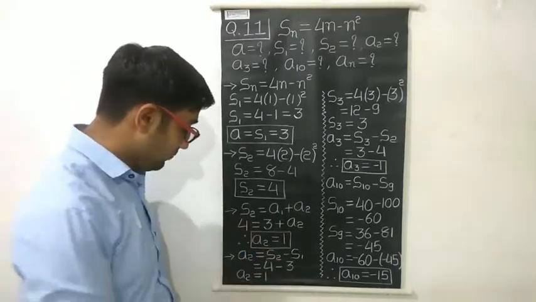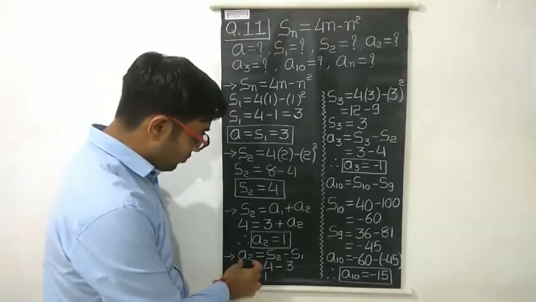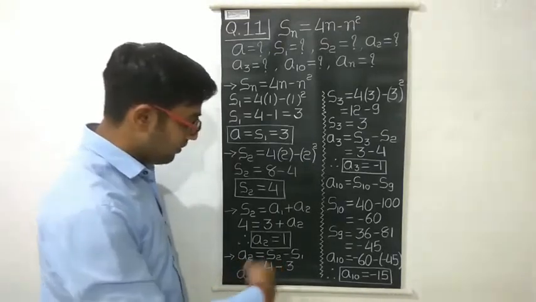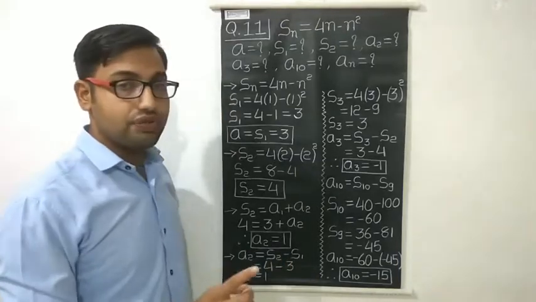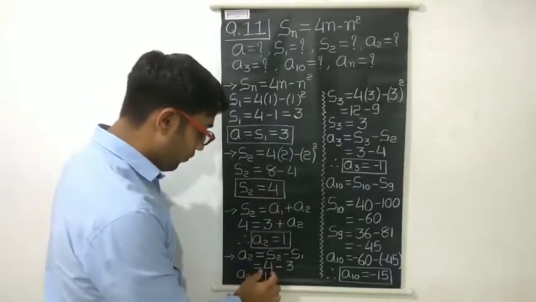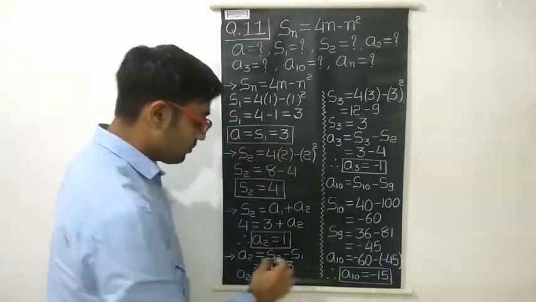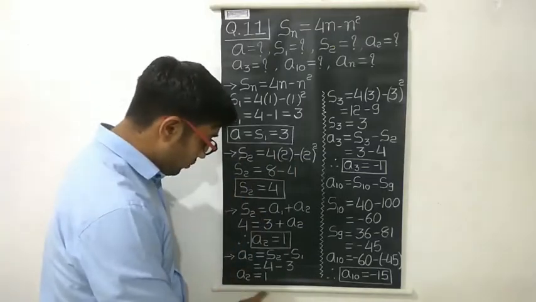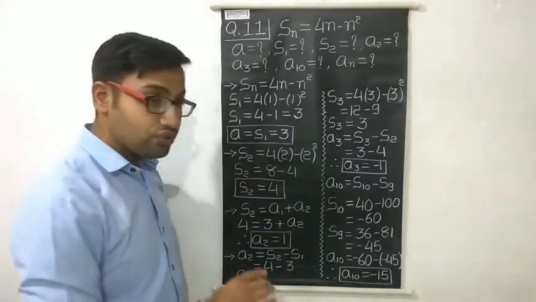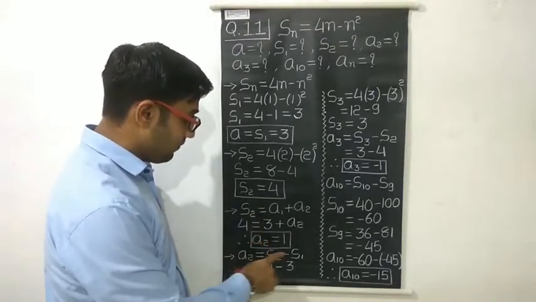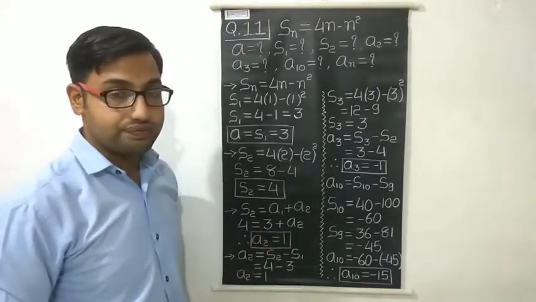And what is that way? A2 can also be written as the sum of the first two terms minus the sum of the first term. Right? So what is S2? S2 is 4. What is S1? S1 is 3, and the subtraction of both is equal to 1. So in this way also we get the value of A2, the second term, that is equal to 1, and here also we get the same value of A2, that is equal to 1.